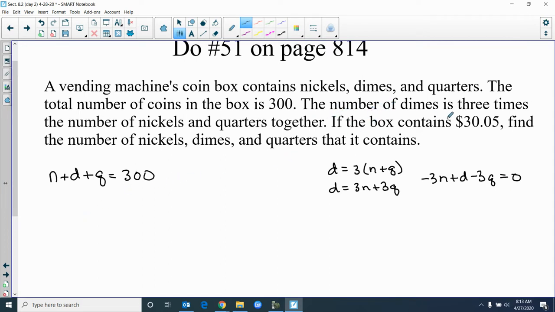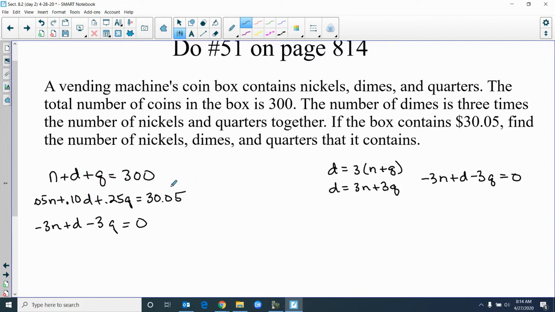All right, and the box contains $30.05. Well, there's an equation right there. You have to take the value of each coin times the number of coins. So 0.05n plus 0.10d plus 0.25q equals 30.05. And now I have negative 3n plus d minus 3q equals 0. You can use that, or you could use substitution where you plug in 3n plus 3q into your first equation and into your second equation.